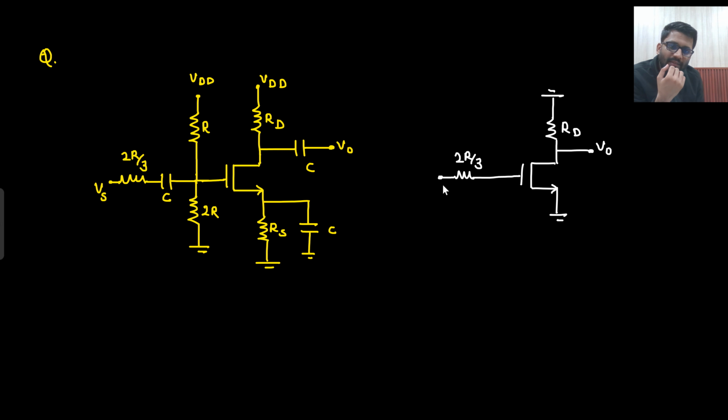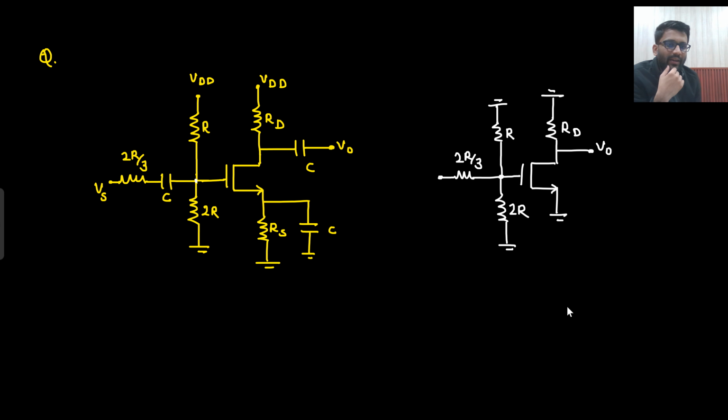Two R by 3 resistance. This capacitor is also shorted, no? This capacitor will also be shorted. Now from this particular node to ground there is a resistance R. And from this particular node to ground there is a resistance 2R as well. So from this node to ground R is there, 2R is there.